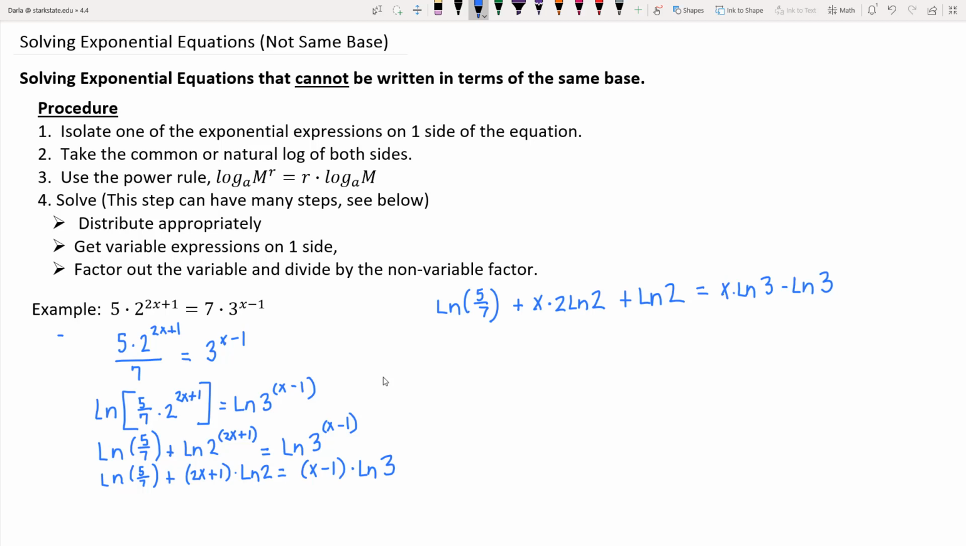Then get your terms that have x on the same side of the equation by using opposite operation. So I need to subtract off x natural log of 3, which causes it to disappear from the right hand side and show up on the left hand side. And then on the right hand side you do have negative natural log of 3 already, but then you need to move over the natural log of 5/7 by subtracting it off. And then you also need to move over the natural log of 2 by subtracting it off.